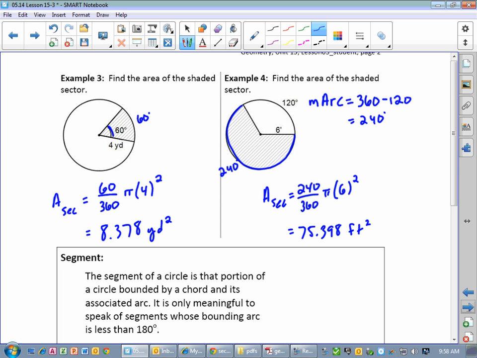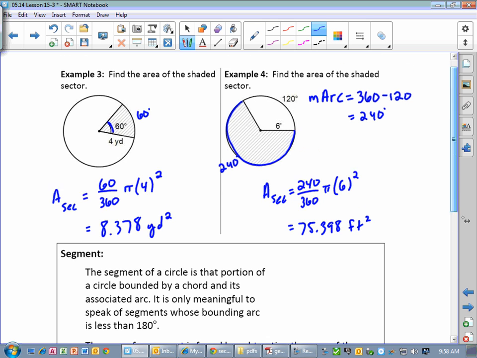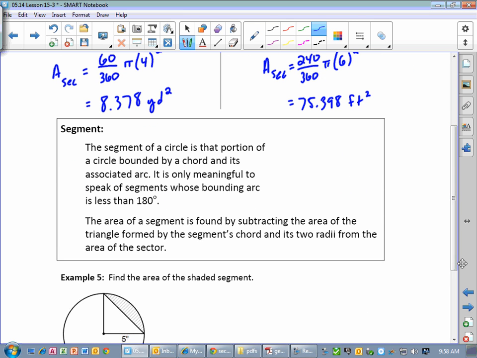Okay, so for sector and arc length, it's the same idea. The difference is, it depends on if it's sector, we're using pi r squared times the portion of the circle. If it's arc length, it's 2 pi r. That's the area versus circumference. Now a segment is still dealing with the circle.